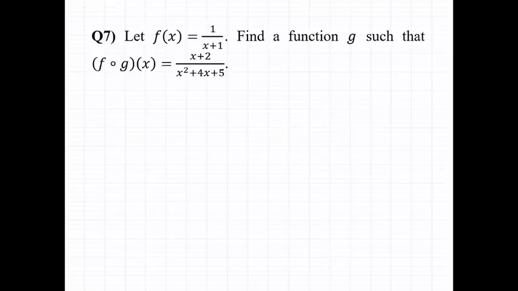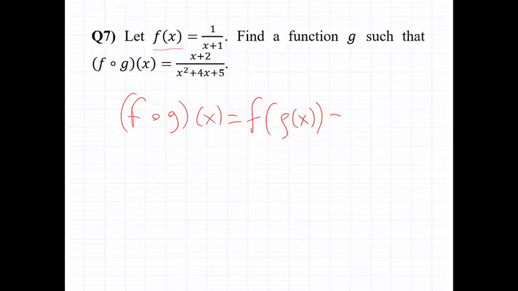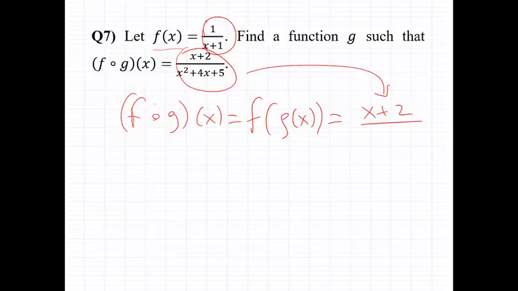Now find a function g such that f of g is equal to (x + 2) over (x squared + 4x + 5). Now f is given, so you can write f composition g of x is equal to f of g of x, which will be equal to this one for sure. But before that, I want to use this one here. I mean, we have two things. One, it will be equal to this. So this is the requirement of the question.